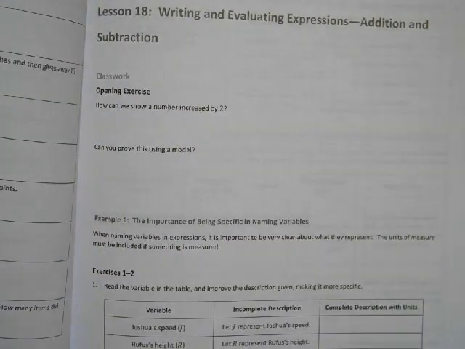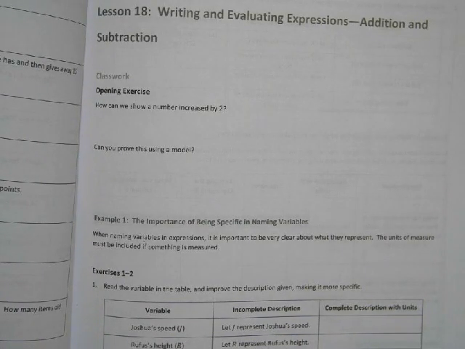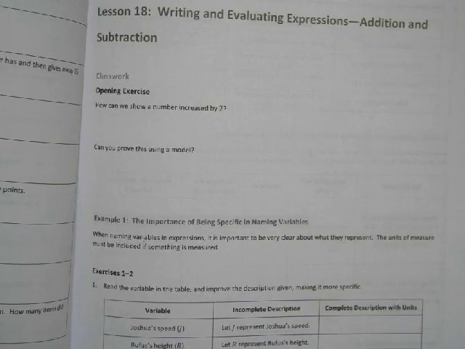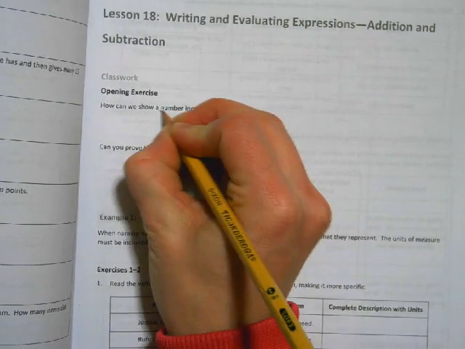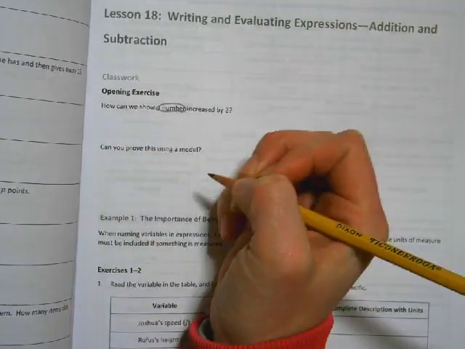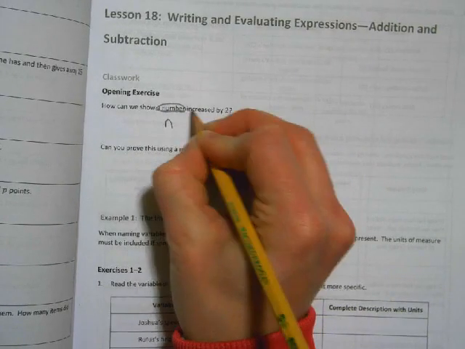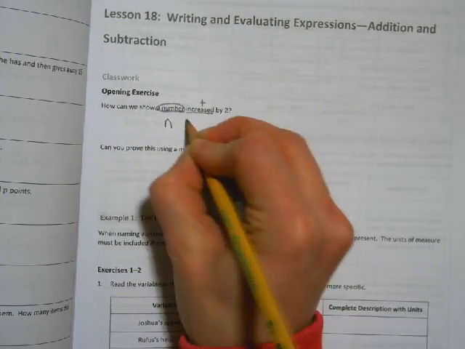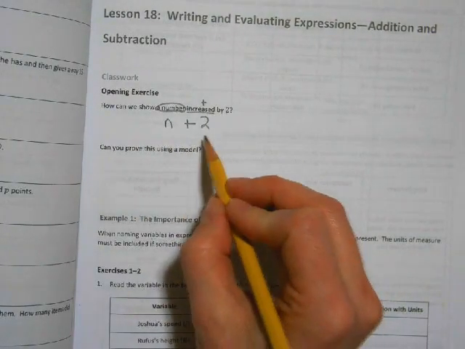Module 4, Lesson 18, we're going to continue with writing expressions, but now we're going to move into looking at word problems and showing that we are able to write expressions that represent the answer to the question they're asking. So the first thing we want to look at is how can we show a number increased by 2? So a number right here is another way of saying a variable. And so we're going to pick n, and then increased is addition, and 2. So n plus 2 is a number increased by 2.